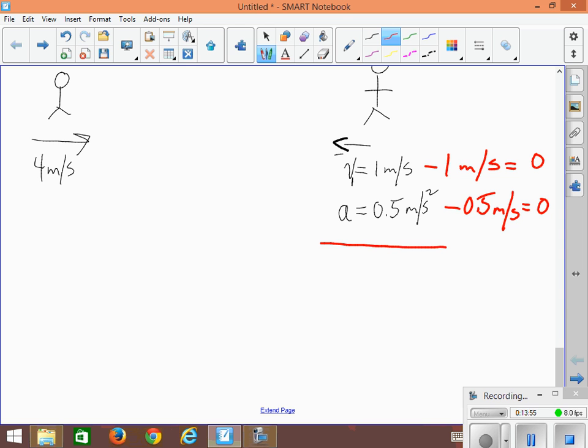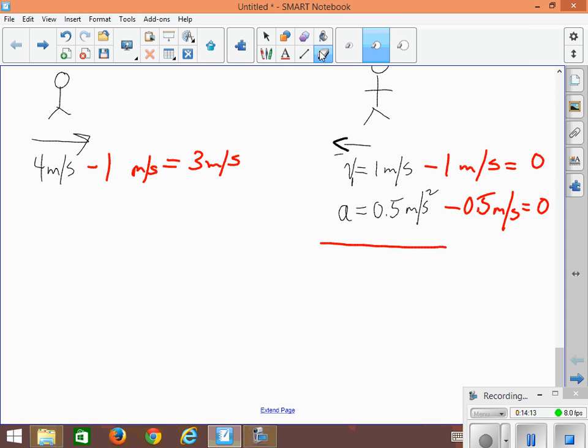This particular person has a speed of 4 meters per second, so I subtract 1 meter per second, which makes it actually 3 meters per second. Right? So, oh, wait a minute. Let's see, we made an error already. Let's go back. That's why we do this. Not subtract 1. My mistake. See how easy it is to make these mistakes.